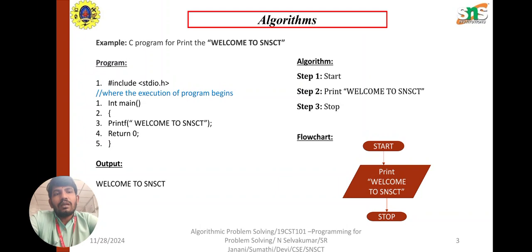In a flow chart we have to mention different kinds of notations. The notations represent the working models. So first is the start, then the second step is print welcome to SNSET, and the third step is stop. So this is a simple example of an algorithm.